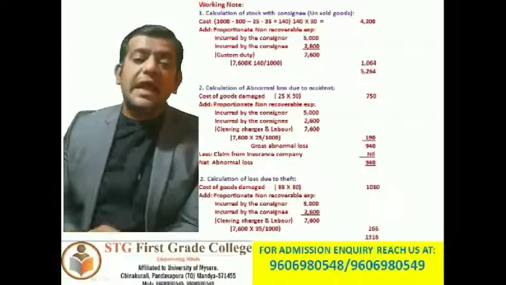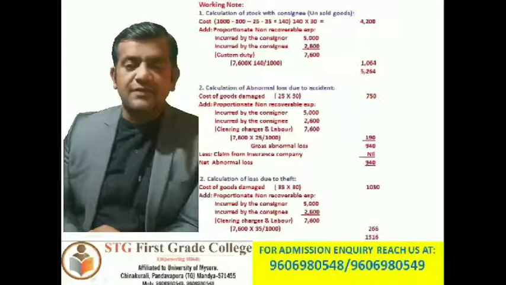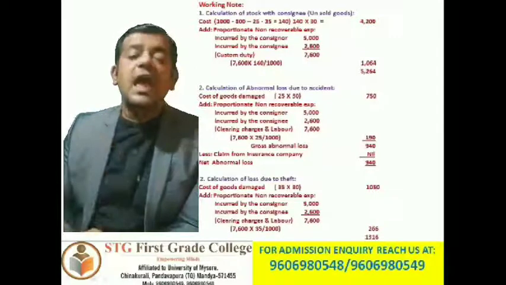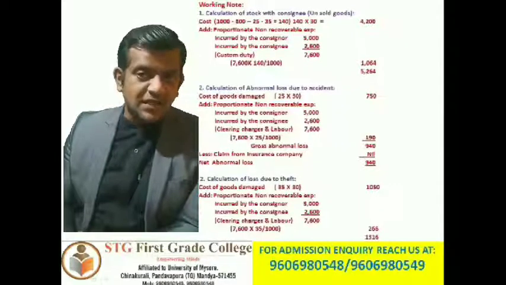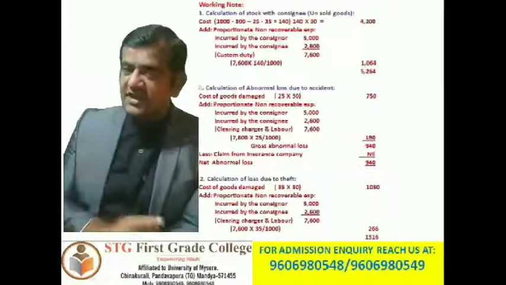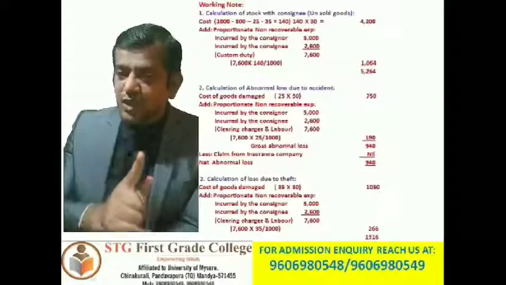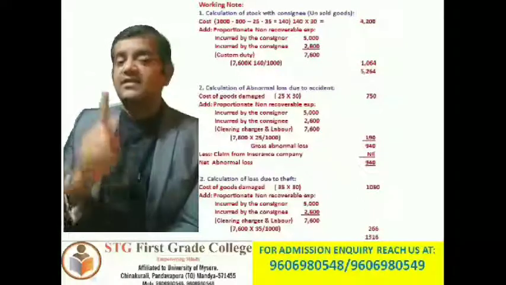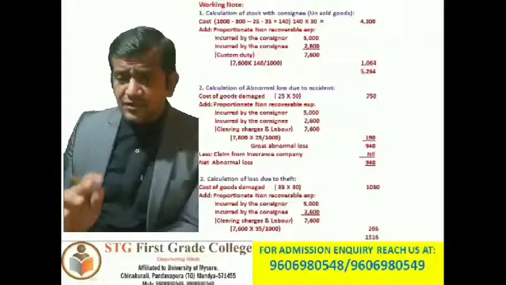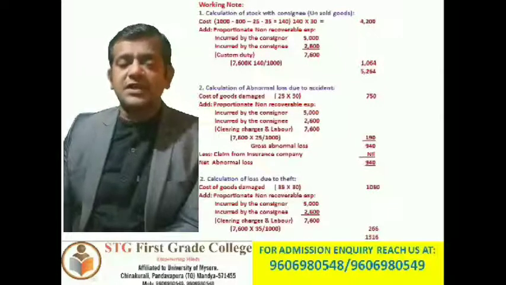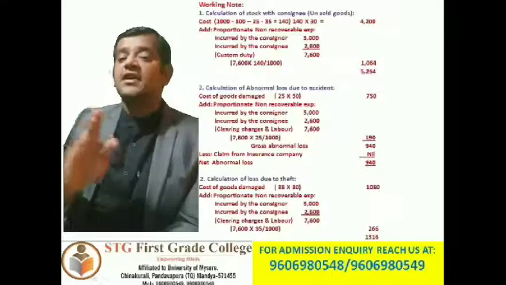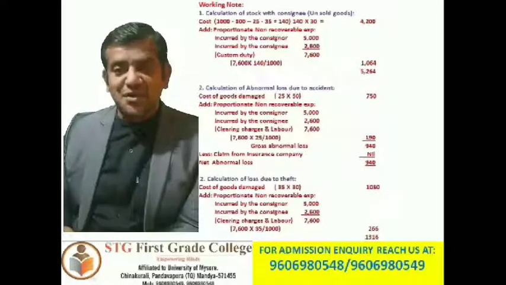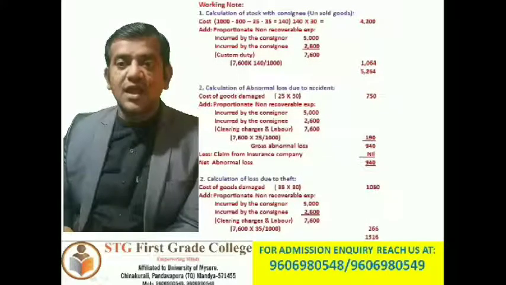So total it: 800 plus 25 plus 35, that comes to 860. Clear? 1,000 minus 860, 140 tins are still left with the consignee. Be clear with the numbers: 1,000 consigned, 800 sold, 25 tins were damaged due to an accident, and 35 tins were theft. So what is left is 140 tins. So 140 into 30 rupees, that is the cost price, comes to 4,200 rupees.